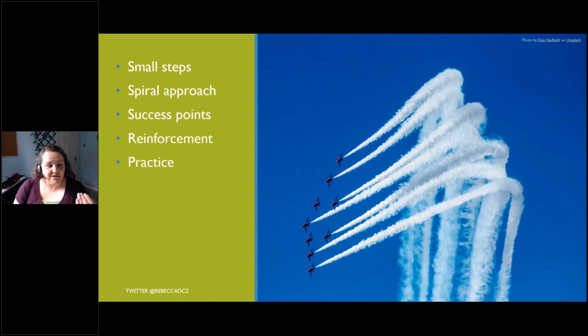I think that teaching programming is really, really challenging, but my experience, the thing that I found has really helped, is taking really small steps and guiding them through those steps, taking a spiral approach. So taking a concept in a small way, introducing it, practicing, coming back and increasing the depth each time, making sure there are lots of success points. Pupils need to know they are succeeding, particularly when we are asking them to accept failure so much.